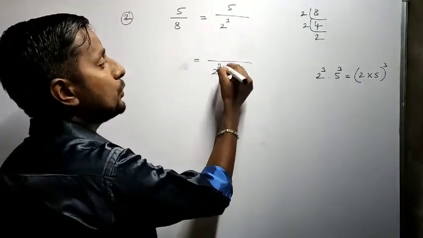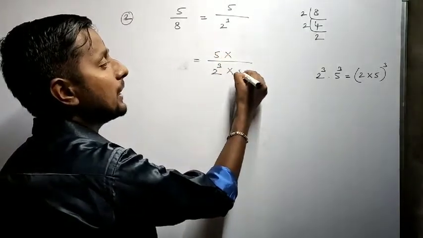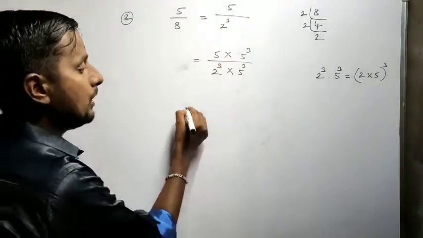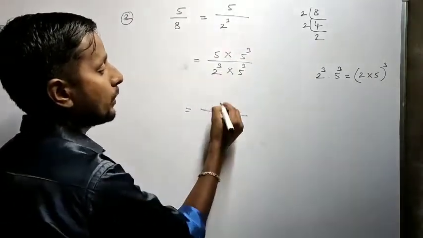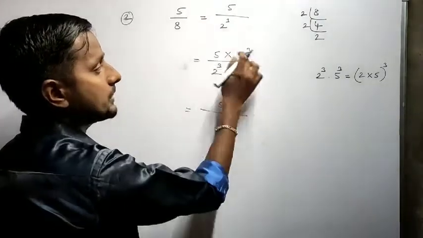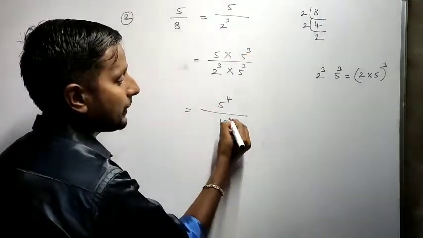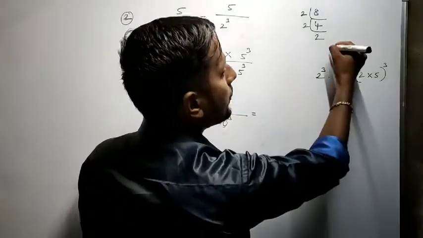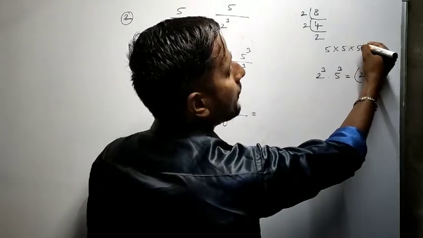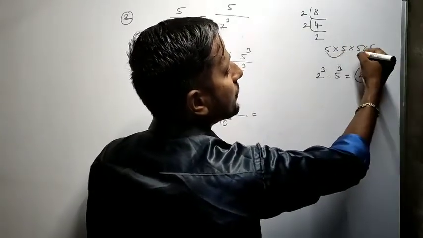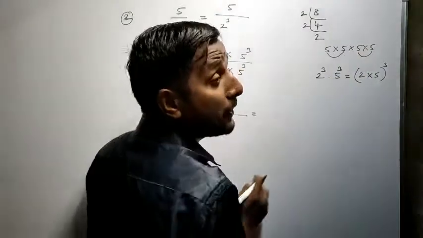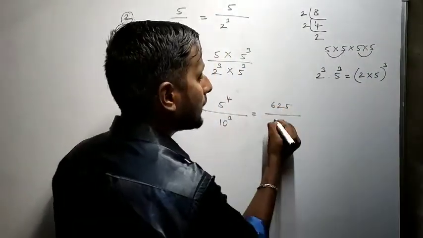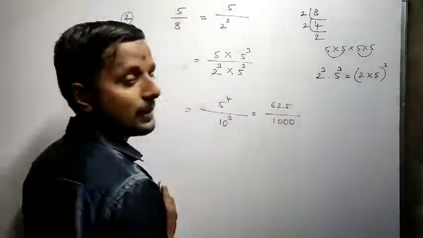So in the next step I'll write 2 power 3 into 5 power 3 in the denominator, and 5 into 5 power 3 in the numerator. Then overall 5 power 4, because the base is the same, no? Here I'll write 10 power 3. 5 power 4 is nothing but 5 into 5 into 5 into 5. I know 5 5s are 25, 5 5s are 25, and 25 into 25 is 625, by 10 power 3, which is nothing but a denominator with 3 zeros.